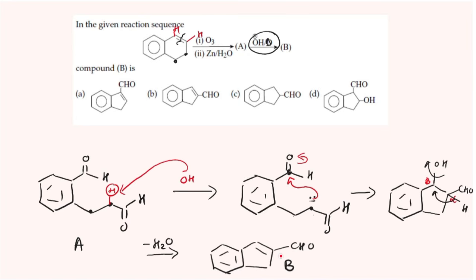Compare the structures of the products given in the options. You can see this is alpha beta unsaturated, but look at the position of the CHO. It's supposed to be here, not here. So eliminate this. Now check this one. This is exactly what we got as a final product. Therefore, the final answer is option B.